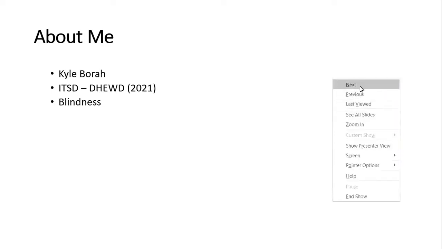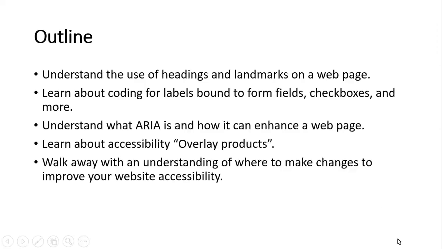Next slide is a little bit of an outline of what we're going to cover. We're going to first start out with learning about how headings and landmarks help navigation on a website. We're going to learn about labels bound to form fields, checkboxes, radio buttons, etc. Just any generic form element you see on any web page that you encounter.